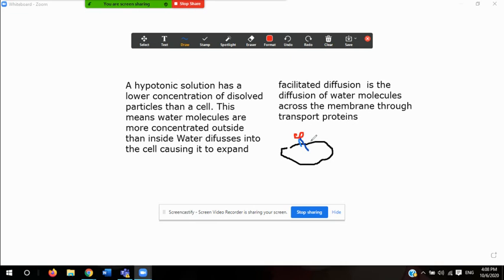So that's basically what facilitated diffusion is. It's basically transport proteins that help certain molecules get into or out of the cell. Okay, and they require no energy, so that's why they're still part of passive transport.